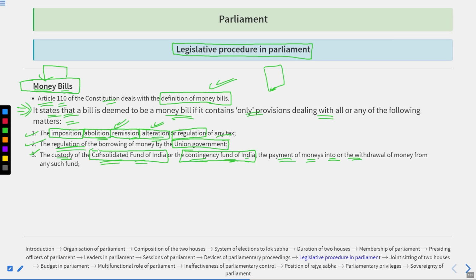So here we have seen the conditions. How could the money bill be defined as per Article 110? First, the imposition, abolition, remission, alteration or regulation of any tax. Second, the regulation of the borrowing of money by the Union government. Third, the custody of the Consolidated Fund of India, Contingency Fund of India, payments into it, withdrawal of money from any such fund.